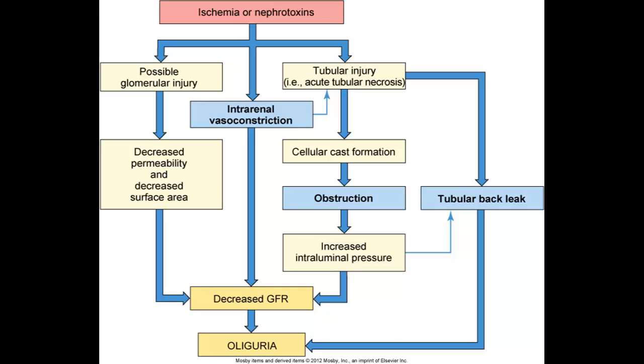So decreased GFR and tubular back leak cause the patient to develop oliguria, which is decreased urine output, less than 100 milliliters per day.